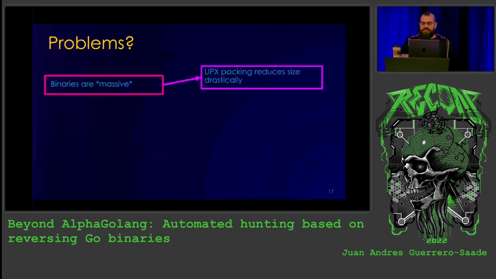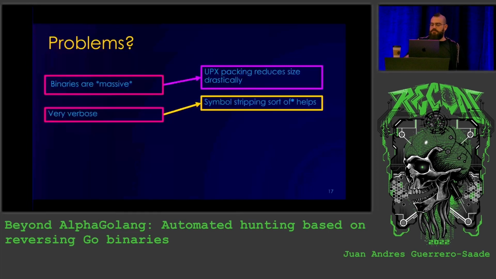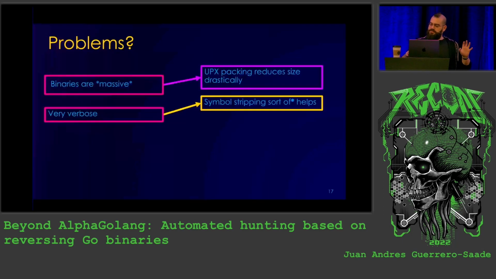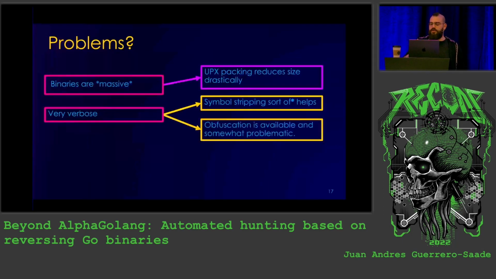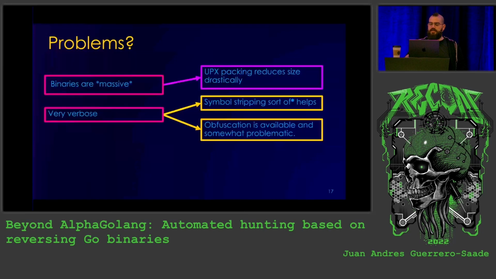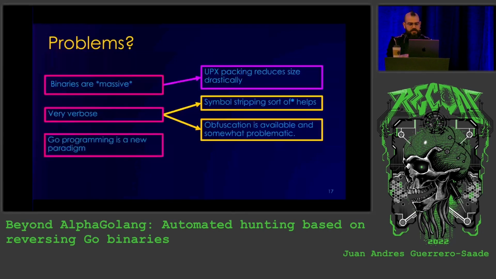The binaries are massive, which is easily fixed by UPX. You can take a 15 megabyte binary and make it a 1.5 megabyte binary with one command, which is why you'll see so much Go code UPX packed. It is very verbose, but you can strip the symbols to some extent. You can also do obfuscation, which frankly, I hate the obfuscators that are available for Go, but we can still work with this.